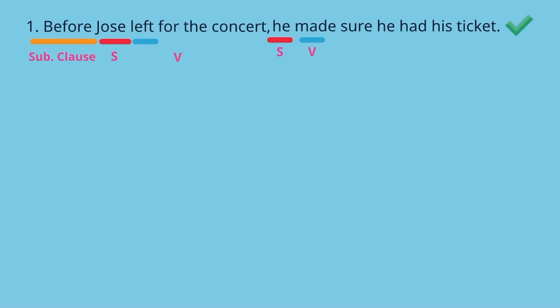So how are we going to go about doing this? Well, before Jose left for the concert, remember we have to insert the comma. That's the key to it. Inserting the comma, he made sure he had his ticket. Do we have both components?